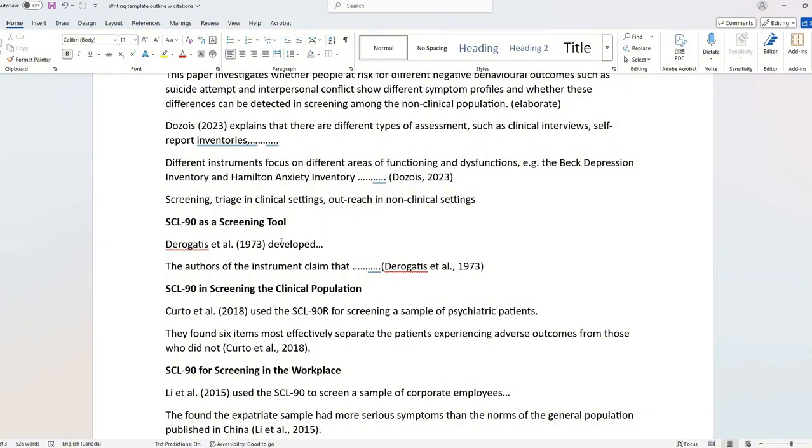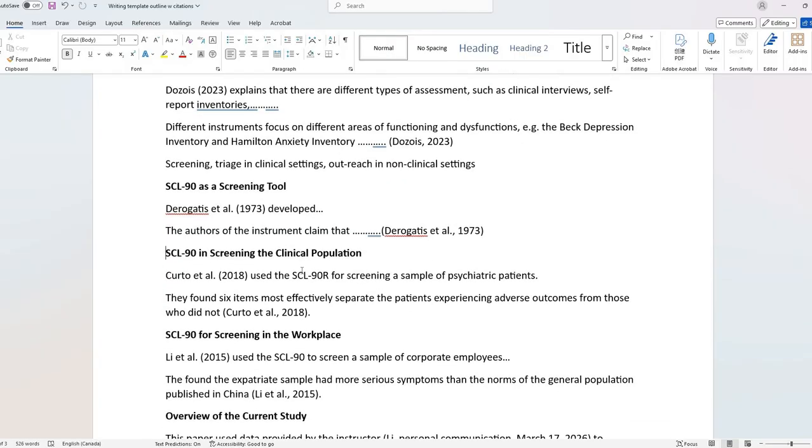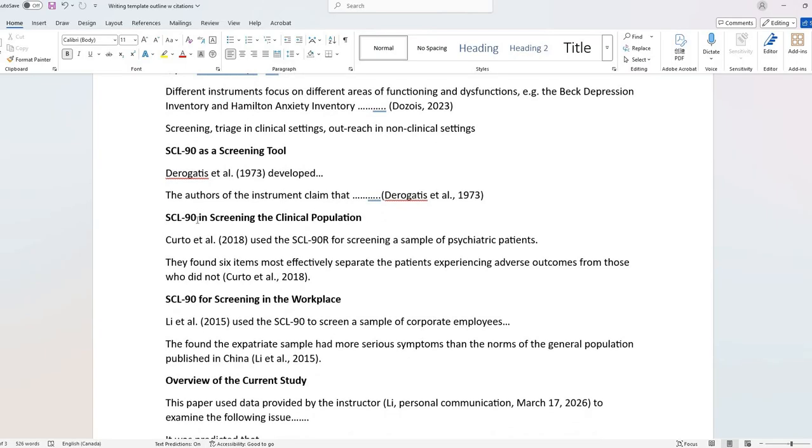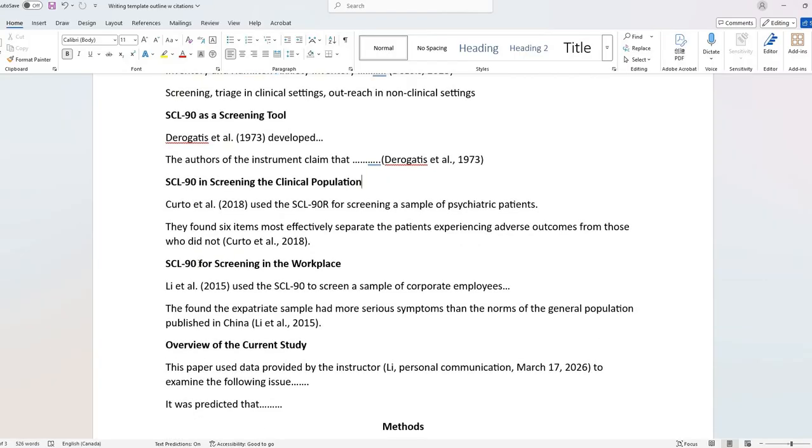While explaining the SCL-90 is an important part of the intro, after that, I'm going to talk about using SCL-90 as a screening tool. I'm going to talk about using SCL-90 to screen people in the clinical population, in clinical settings, and using the same instrument for screening in the workplace. This is a non-clinical situation. After that, I'm going to provide an overview of the study.